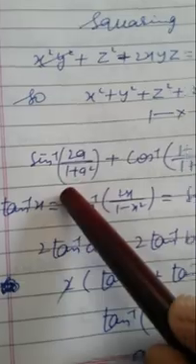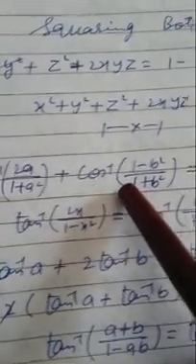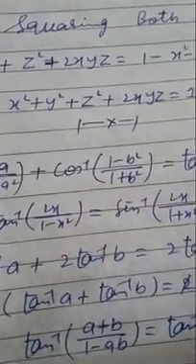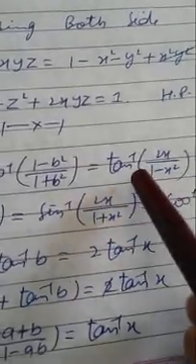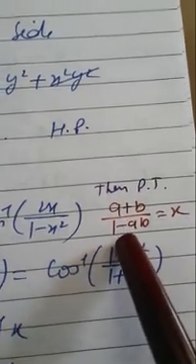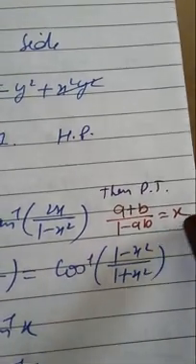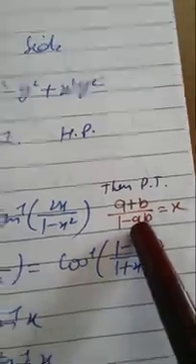Now our next question is question number 17. Sin inverse 2a upon 1 plus a square plus cos inverse 1 minus b square upon 1 plus b square is equal to tan inverse 2x upon 1 minus x square. Then prove that a plus b upon 1 minus ab is equal to x. This we have to prove.